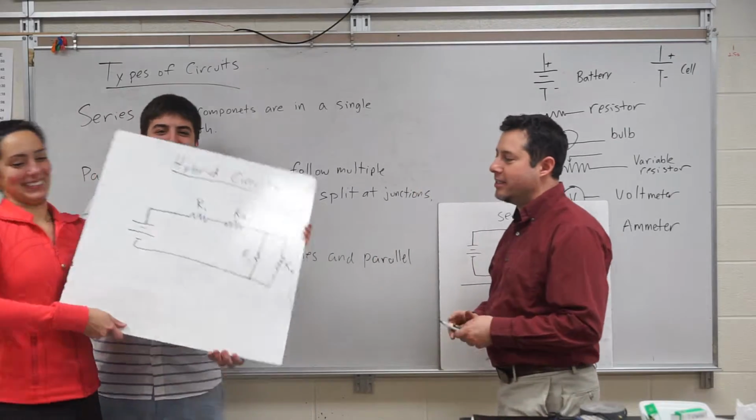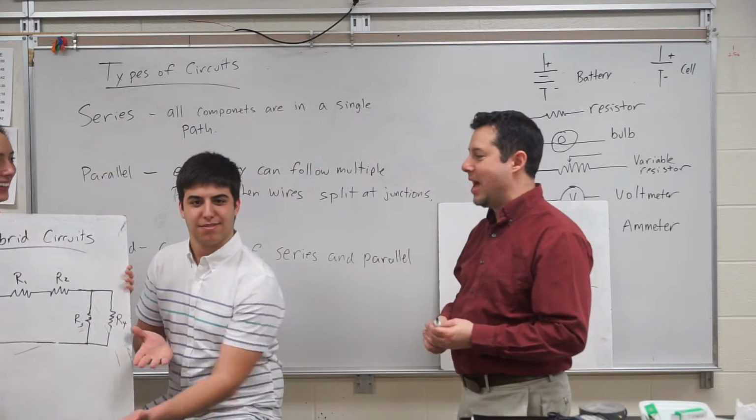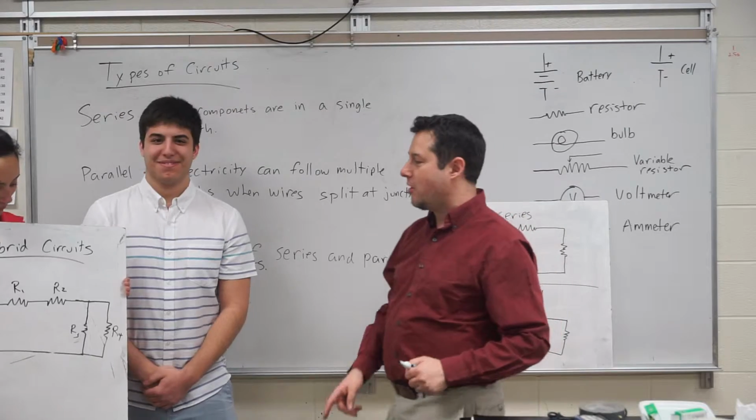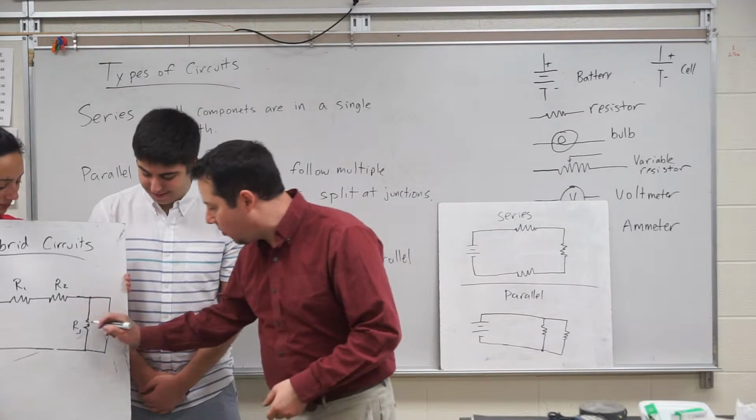So this is a hybrid circuit with three resistors and a battery. I've labeled the resistors R1, R2, R3, and R4.